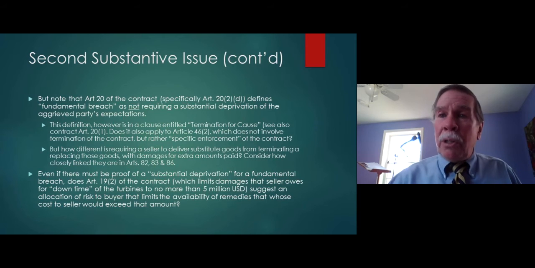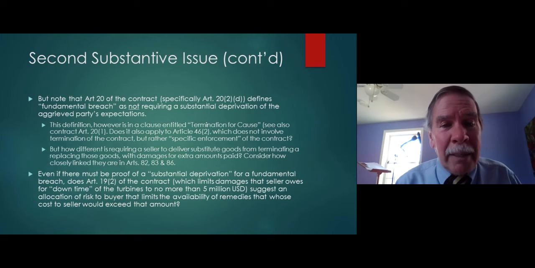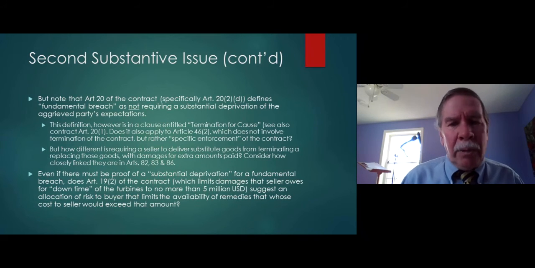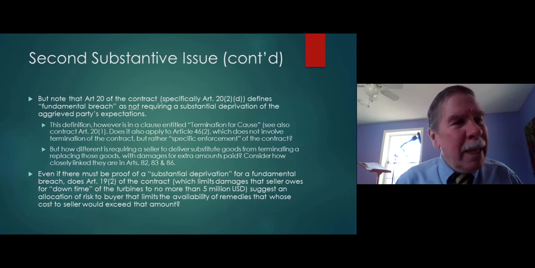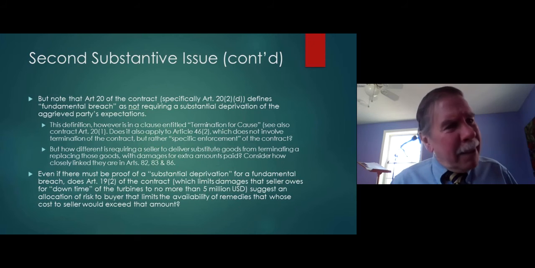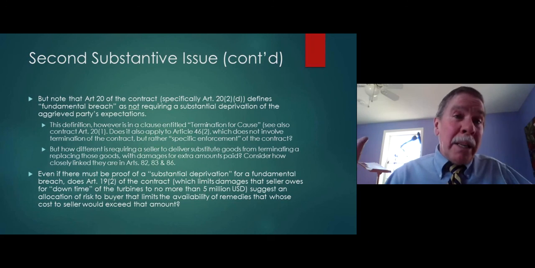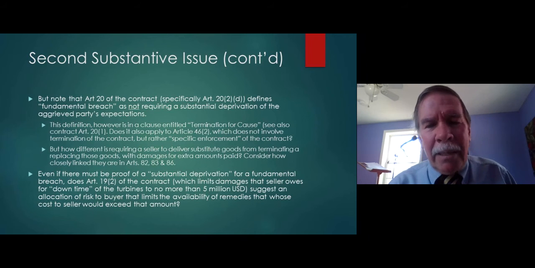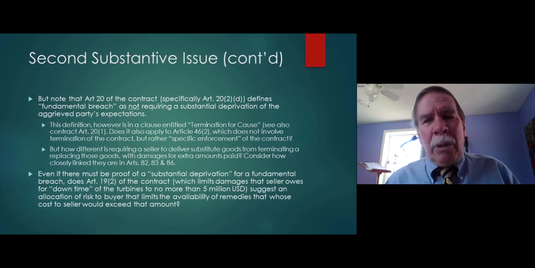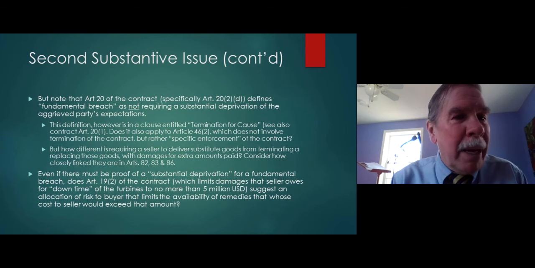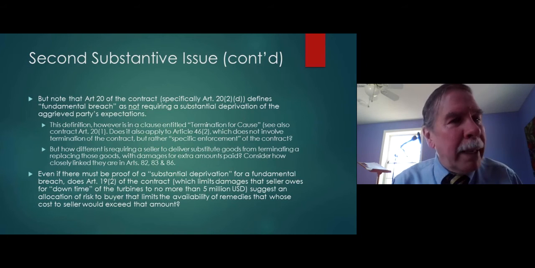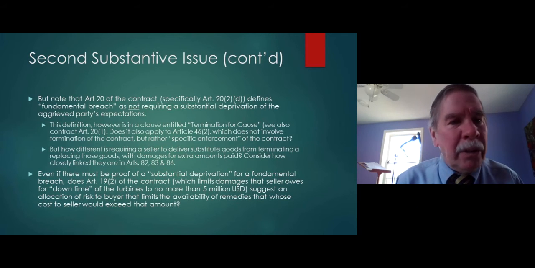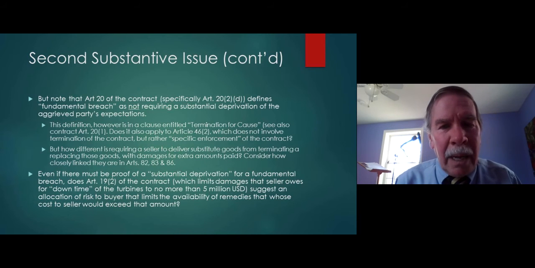Does it apply to this other remedy, which also requires a fundamental breach, but is not avoidance or termination of the contract? On the other hand, how different is requiring a seller to deliver substitute goods from terminating a contract and replacing those goods with damages for the extra amounts that the buyer has to pay? Substitute goods is linked in some fashion, or kind of parallel, I suppose, to avoidance of contract. I might point you to Articles 82 and 83, and once you delve into it a little bit, even Article 86, for ways in which there is some parallelism between Article 46.2 and avoidance of contract, which may make it easier to argue that Article 20 relaxes the requirement of a substantial deprivation, as is permitted under Article 7 of the CISG.